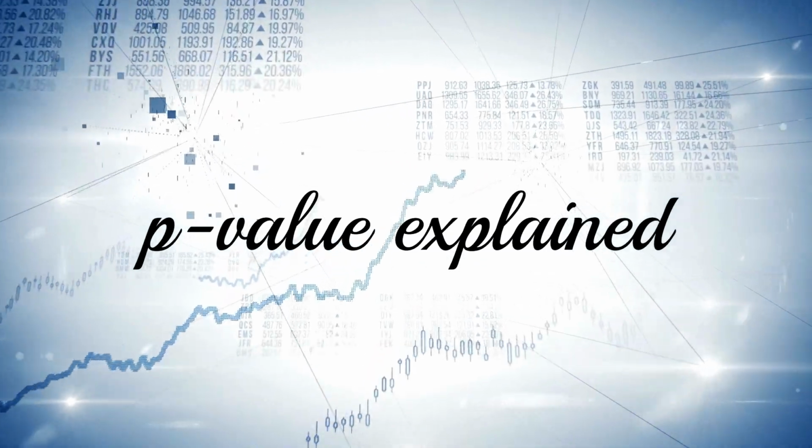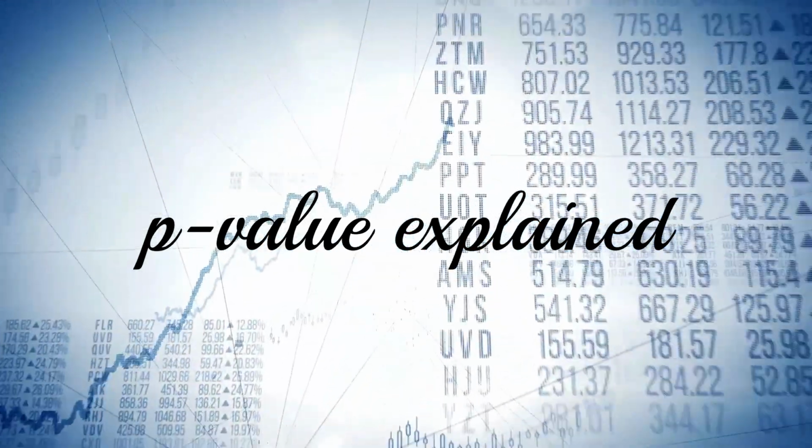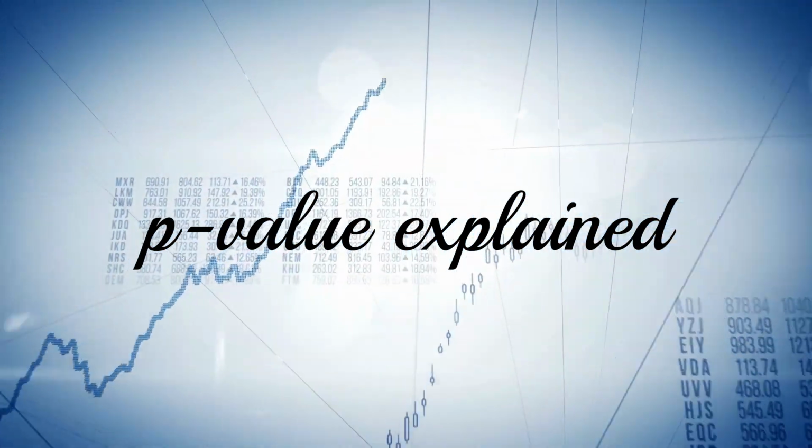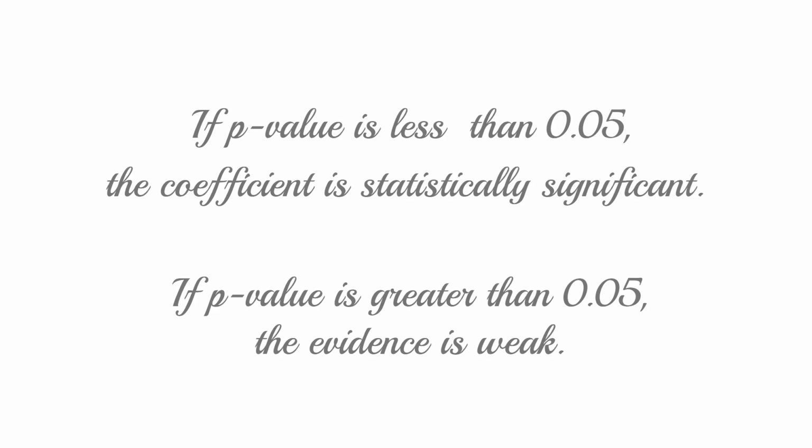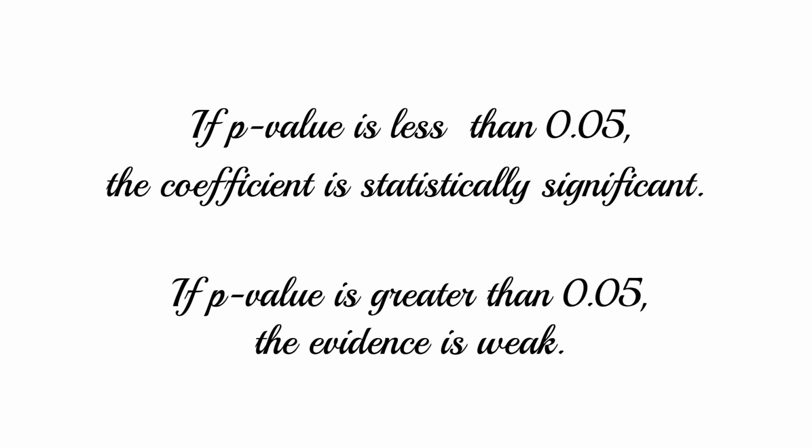Instead of comparing t-values with tables, modern software usually reports something called the p-value. The p-value tells us the probability that the observed effect occurred purely by chance. A small p-value means strong evidence against the null hypothesis. The rule most analysts use is simple. If p-value is less than 0.05, the coefficient is statistically significant. If p-value is greater than 0.05, the evidence is weak.